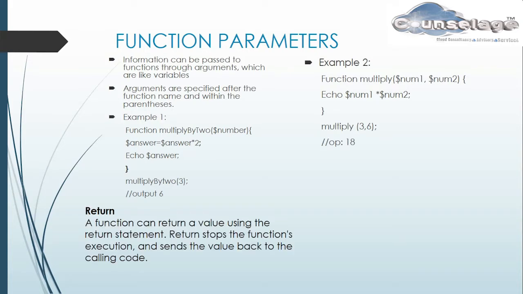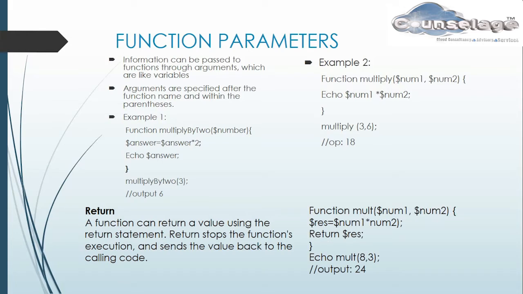Now comes to the return function. A function can return a value using the return statement. Return stops the function's execution and sends the value back to the calling code. Example, function mult $num1 comma $num2, then result, that is $res, equals $num1 into $num2, then return $res. So here the return statement stops the execution of the function mult and then print mult 8 comma 3, that is output equals 24.